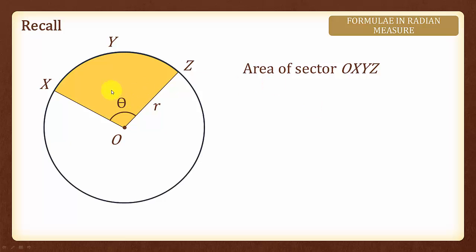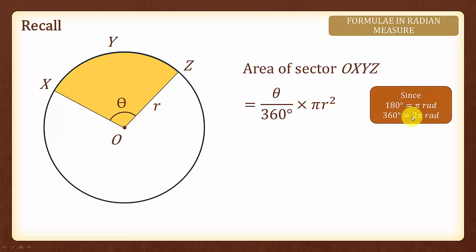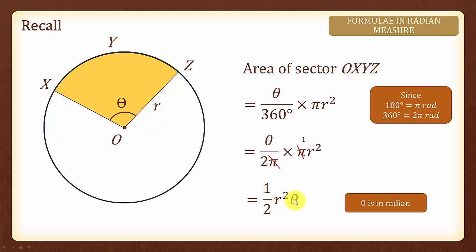Previously, when the angle here is in degrees, we found out that the area of the sector is given by the formula theta over 360 times pi r square. Now, since 360 degrees is equal to 2 pi radian, when the angle given is in radian, we will have theta over 2 pi times pi r square, which will simplify to half r square theta, whereby theta is in radian.